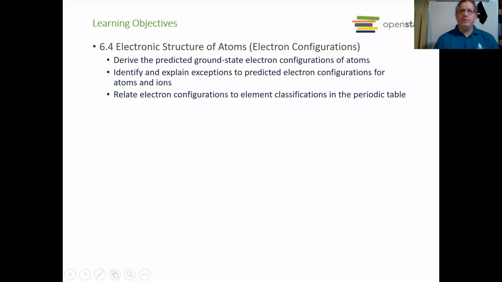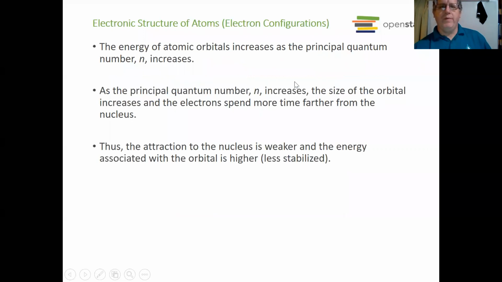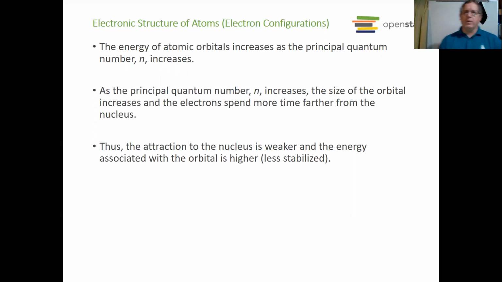All right, well, let's continue chapter 6. We're going to take a look at the electronic structure of the atoms. And just a couple quick review things. We remember n represents the energy level or the principal quantum number. But as the energy of an electron increases, the electrons are farther away from the nucleus. So that attraction is weaker and the orbital energy is higher.